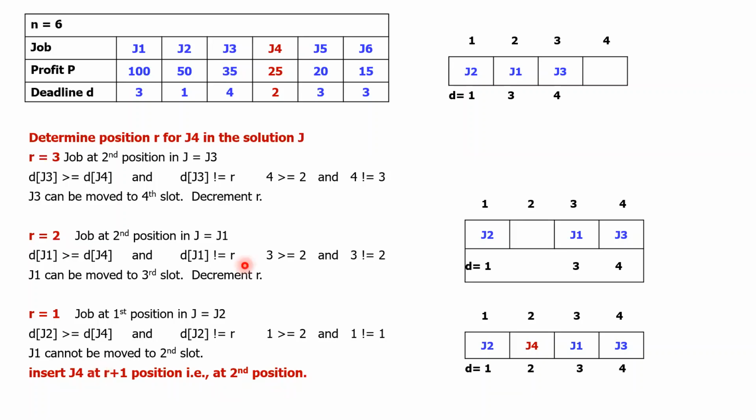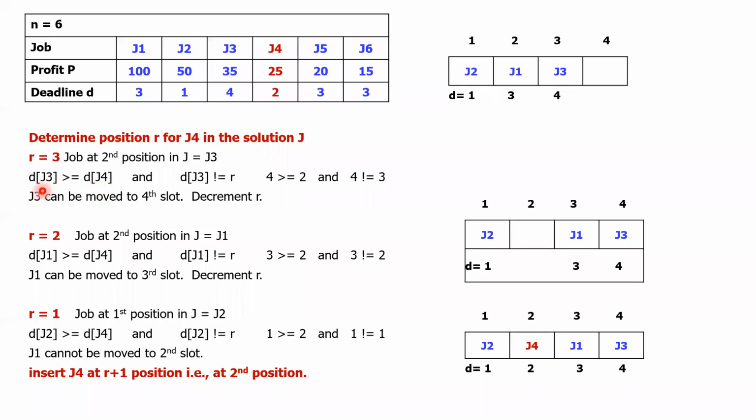So here you can see that I'm checking the condition. What is the deadline of J4? J4 is the one that needs to be scheduled. J3 is already there in the array. So J2, J1, J3 are already there in the array. J4 has to be fitted somewhere. So this is the job J4 to be scheduled.